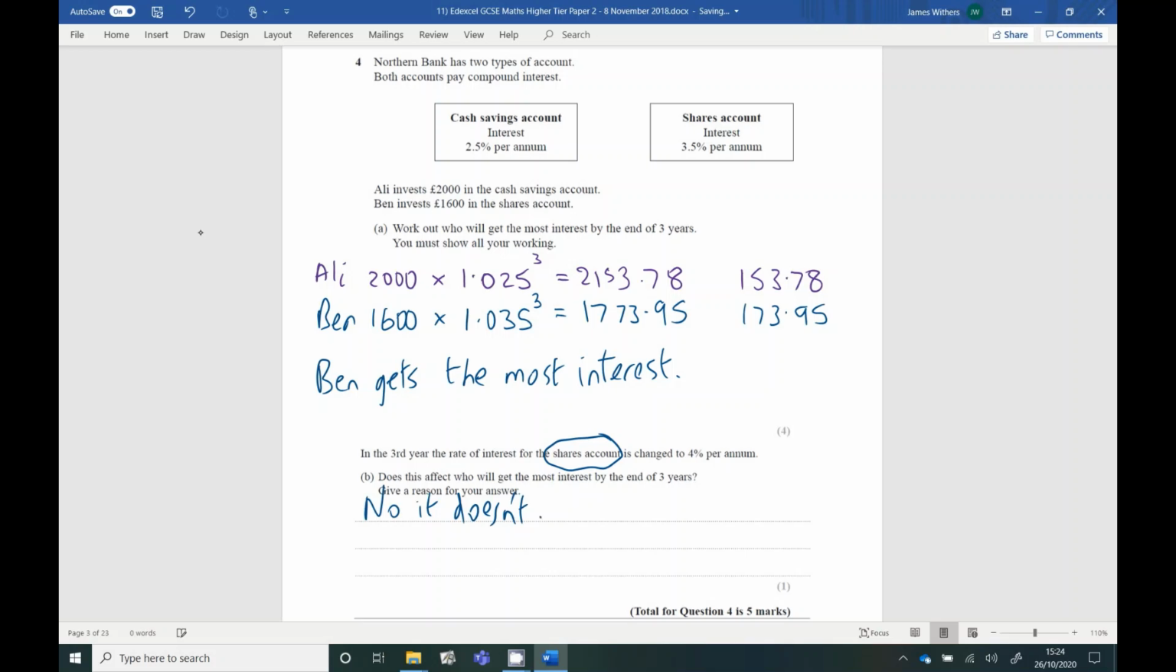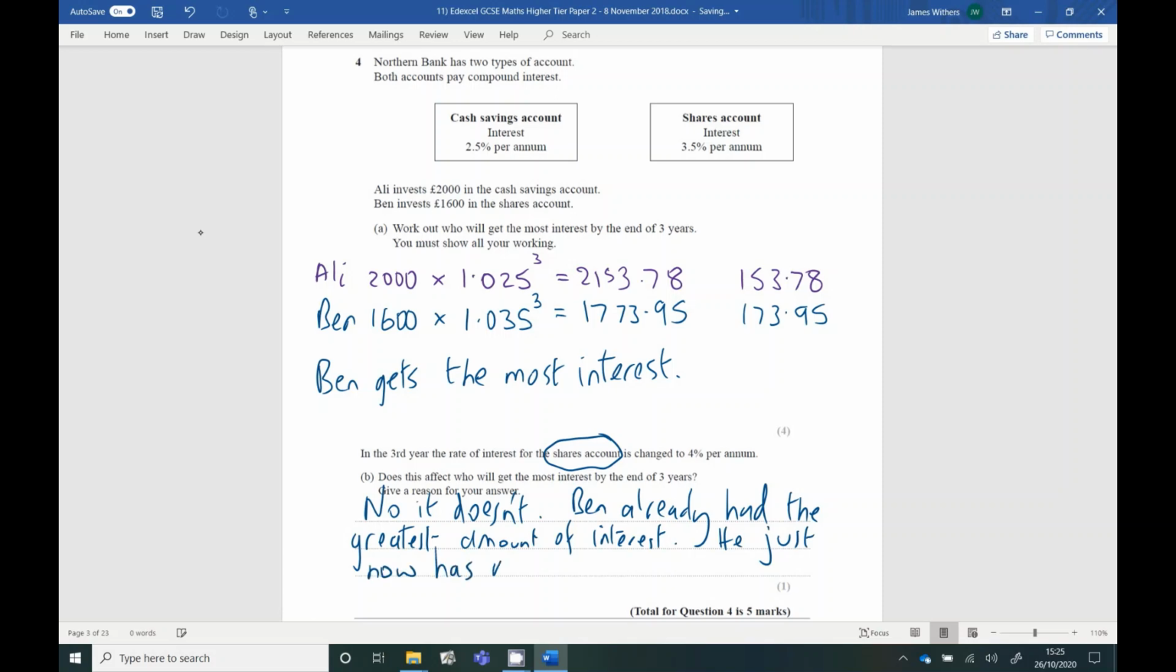Okay, so we just need to make the point that Ben already had the most. He's just going to have even more now. Ben already had the greatest amount of interest. He just now has more, something like that. That would be absolutely fine. It's only worth a mark, and you're just making the point that you understand that Ben is getting extra money. He already had the most.